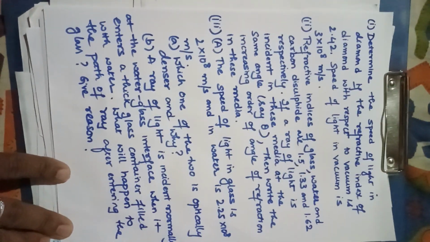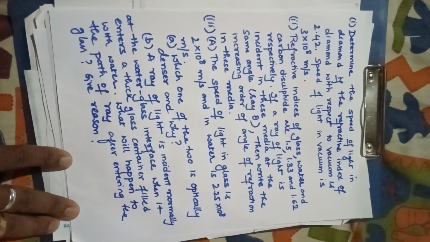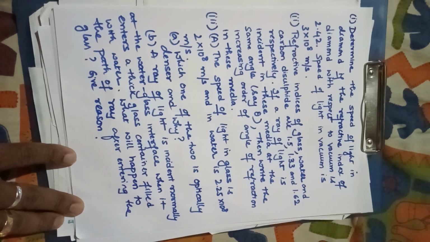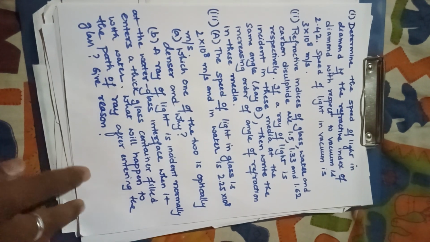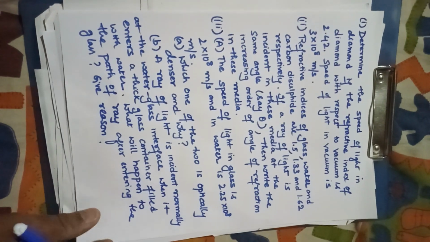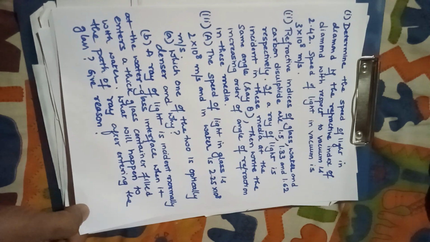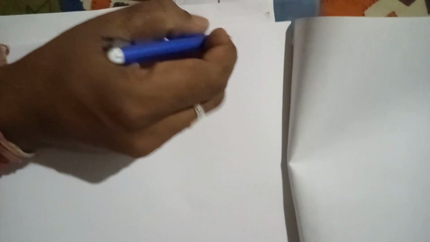There are 3 sub questions here. In the first sub question he says we need to determine the speed of light in diamond if the refractive index of diamond with respect to vacuum is 2.42. Speed of light in vacuum is 3 into 10 power 8 meter per second. So first let us concentrate on solving the first sub question, wherein we need to determine the speed of light in diamond. So let's first write down what's given in this question.